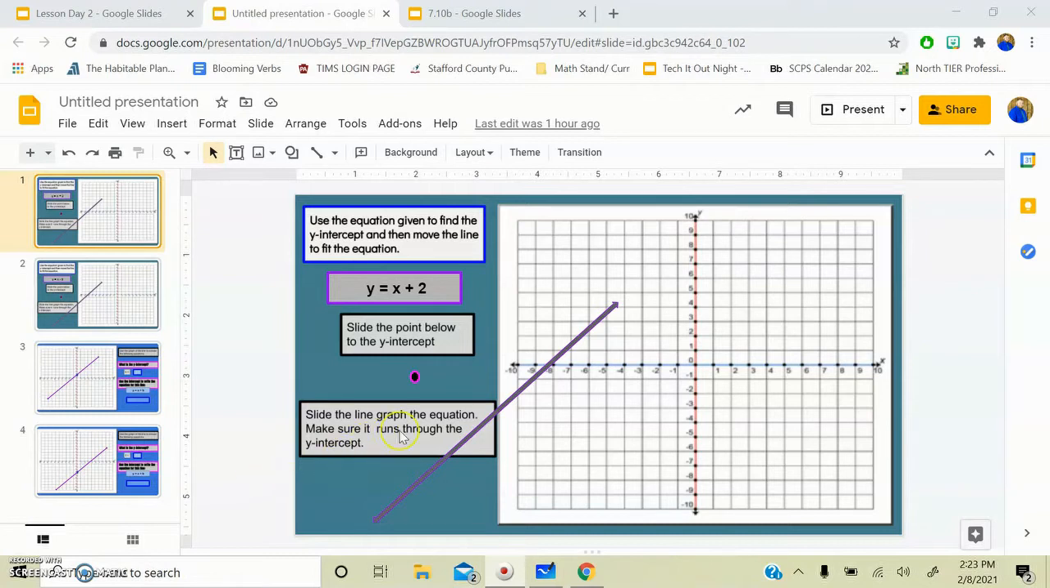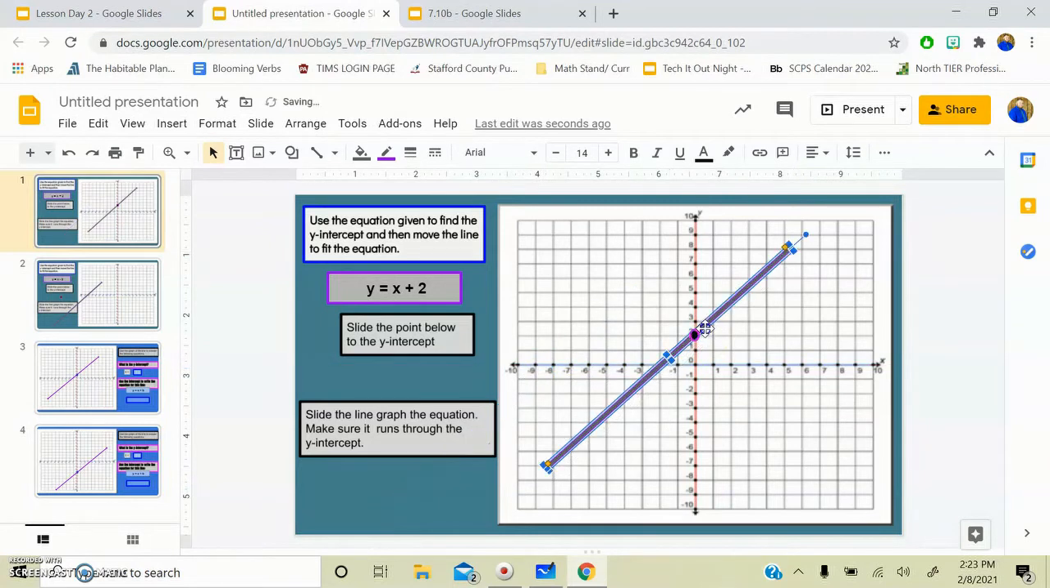So when I have plus 2, I'm really just going to put this on the positive 2 of the y-axis. So I'm going to drag that over here onto that. And then what I want to do next is move my line so where it intersects the y-axis at 2. So I'd have a line like this. So this is the exact line for y is equal to x plus 2.